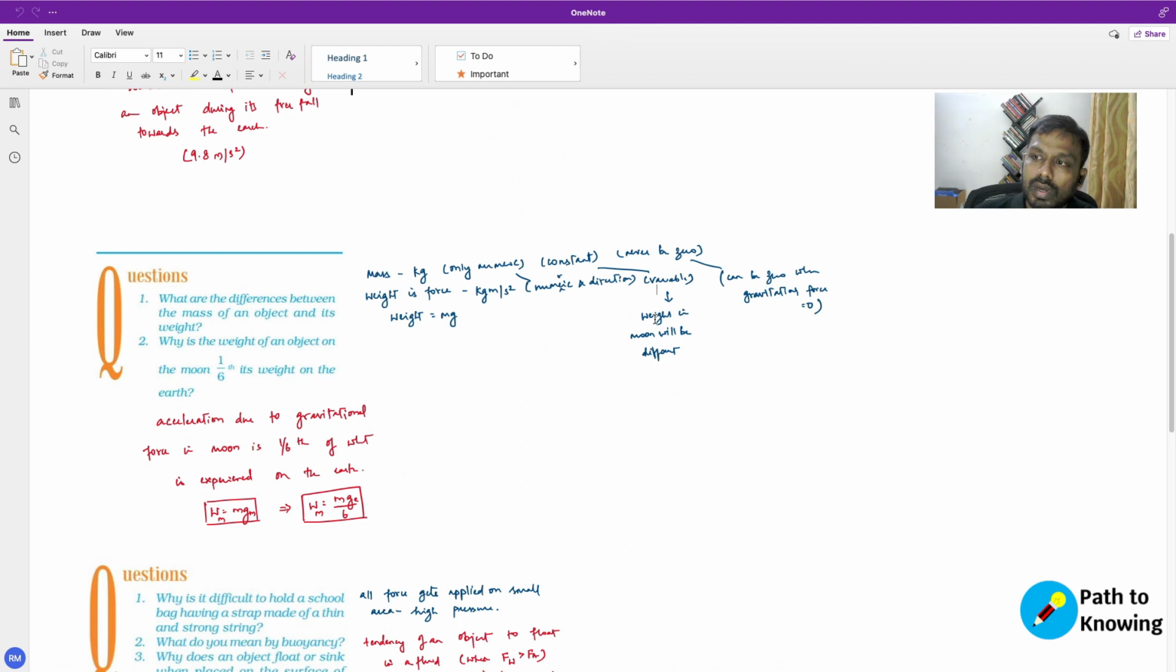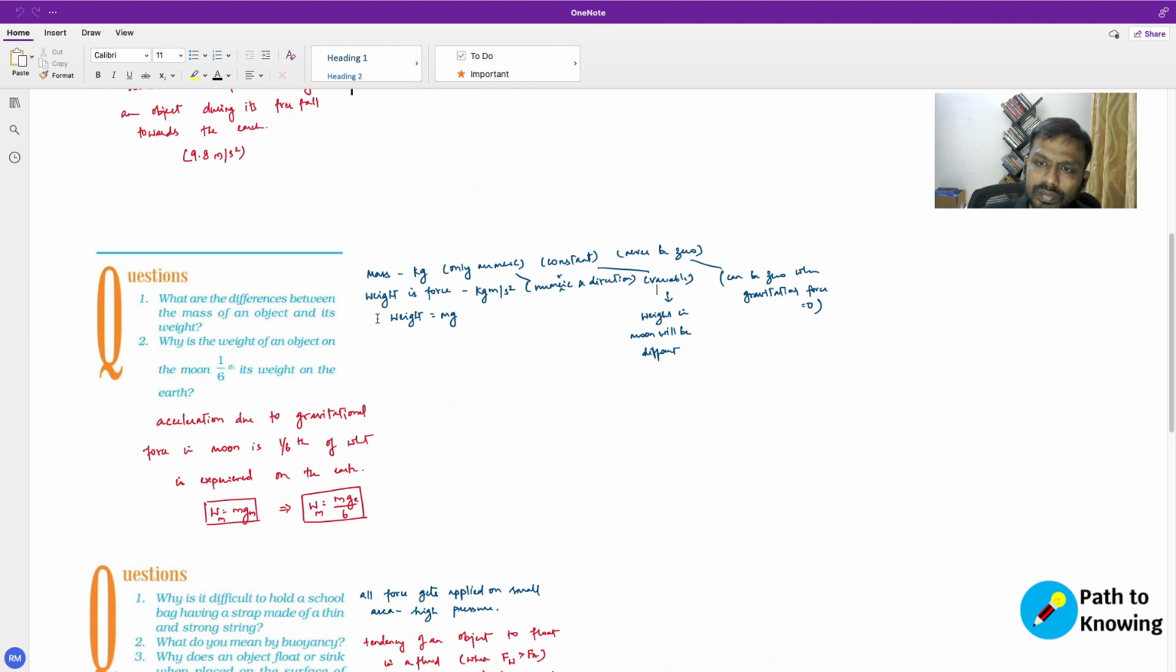And the other key difference is the mass of an object will not be zero. As long as it is an object with certain mass, it can never be zero. It will stay constant. But the weight of an object can be zero at places where g is zero. The weight of the object becomes zero irrespective of its mass, right? So in the center of the Earth or in the center of the moon, you can think that the gravity is going to be zero. And in those places, the weight of that object is going to be zero as well.